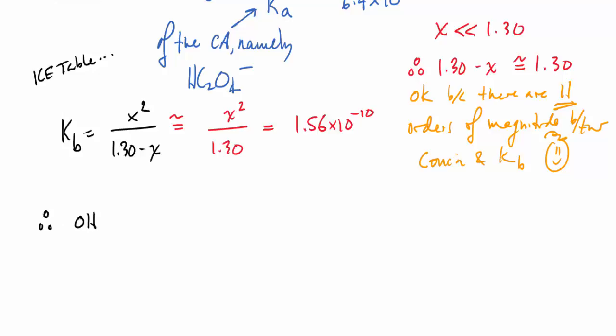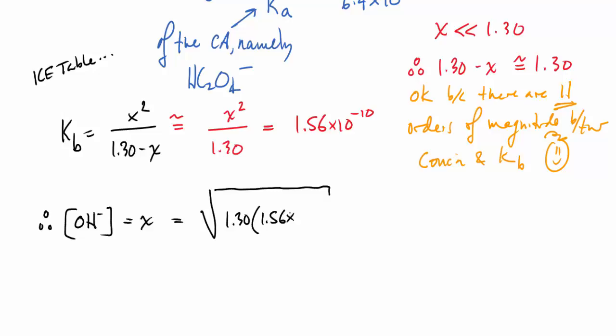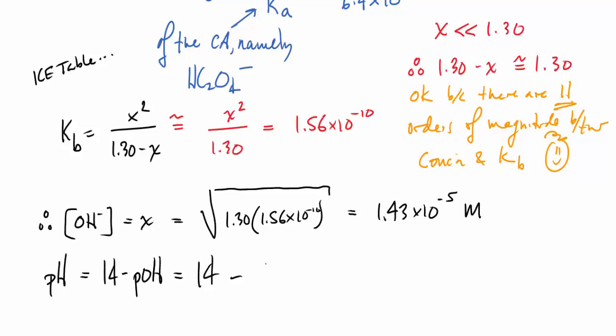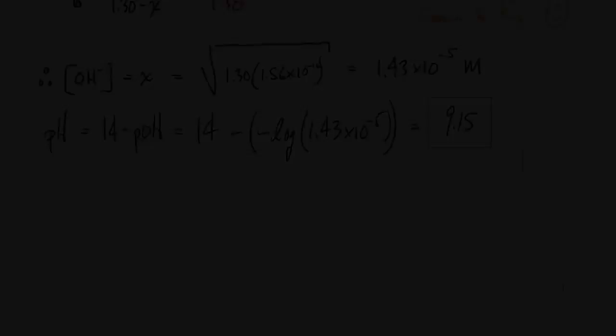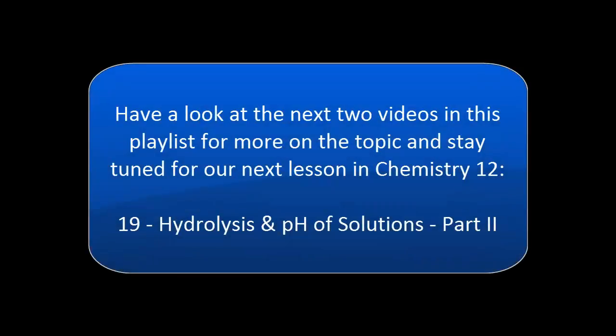And the Kb value here is 1.56 by 10 to the minus 10. And we'll just do algebra here to solve this. And take the square root, and we wind up with 1.43 by 10 to the minus 5 molar for the hydroxide ion concentration. pH is 14 minus the pOH, which is 14 minus the negative log of, etc., as we discussed already many times. And you get here a pH of 9.15. So stay tuned for part 2 of this short video series here, hydrolysis and pH of solutions, when we get into a little bit more complicated situations.